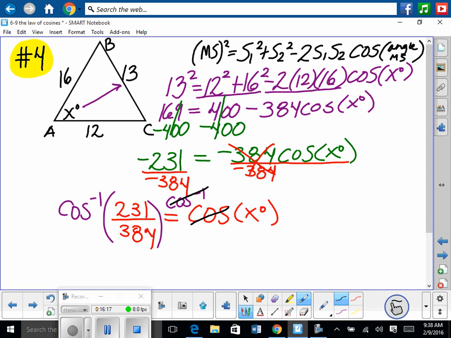So you're going to type it in your calculator. Cosine inverse of that divided by that. Good, so x is equal to 53.2 degrees. It says round to the nearest whole degree, so we will say that's 53 degrees. So we found angle A, 53 degrees.